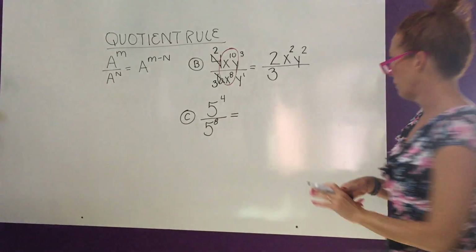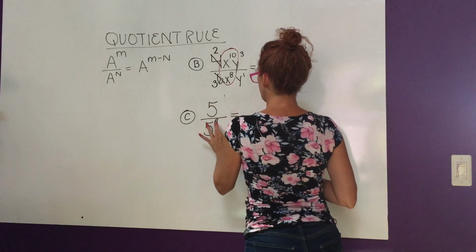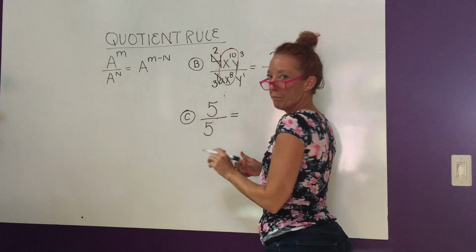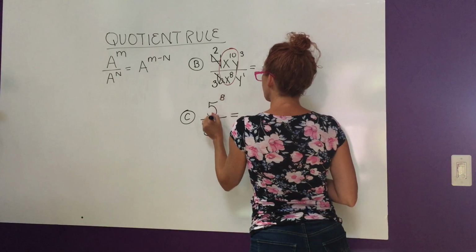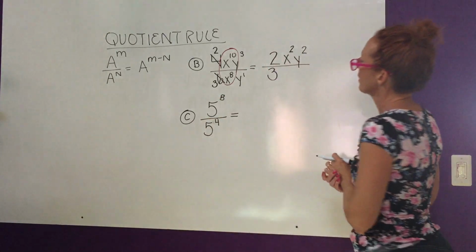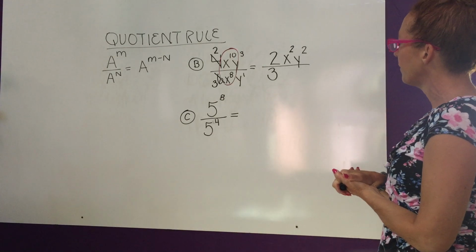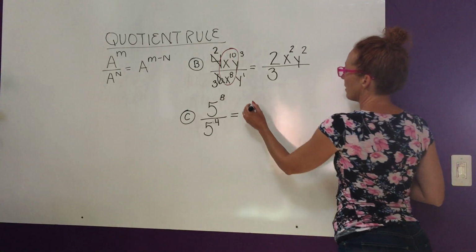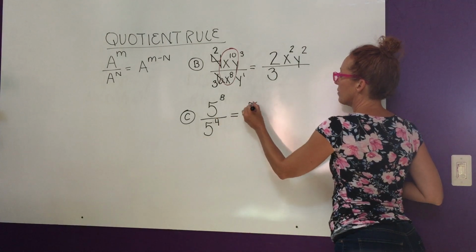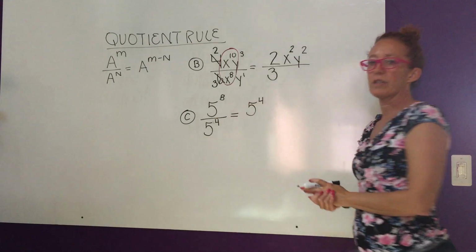Oh, I switched them because we're not ready for this yet. Let me switch these exponents real quick. You might want to write in pencil if you're doing this in real time, because even online I'm making mistakes. All right, so 5 to the 8th over 5 to the 4th, and when we subtract those exponents, 8 take away 4 leaves 4, and so we're right there.